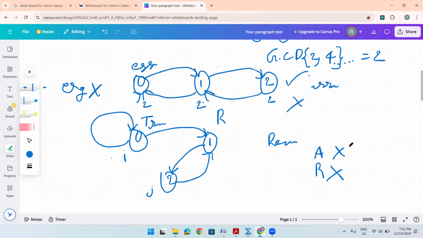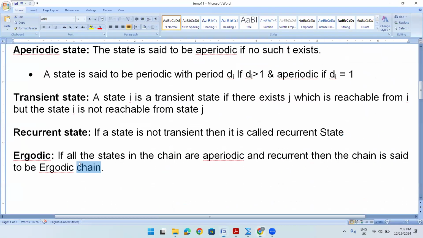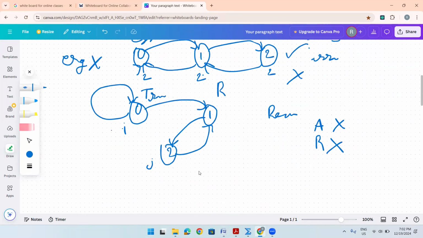We have to check both rules, aperiodic as well as recurrent. All the states are recurrent as well as all the states are aperiodic. That's called ergodic. If all the states in the chain are aperiodic as well as recurrent, then the chain is said to be an ergodic chain. We have to remember these two: aperiodic as well as recurrent.